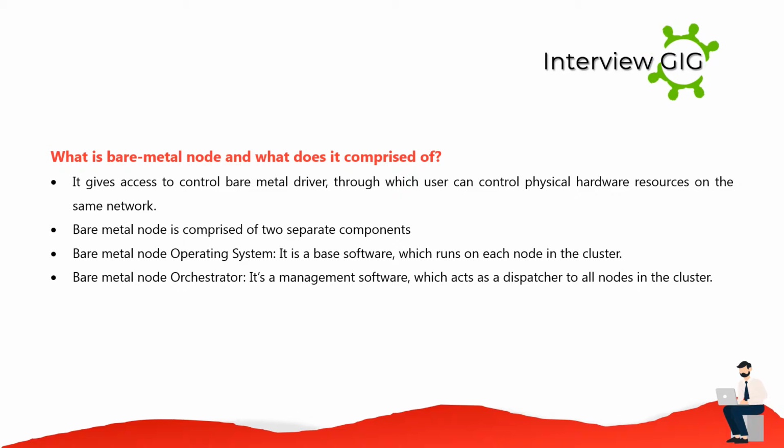A bare metal node is comprised of two separate components. Bare metal node operating system: it is a base software which runs on each node in the cluster. Bare metal node orchestrator: it's a management software which acts as a dispatcher to all nodes in the cluster.